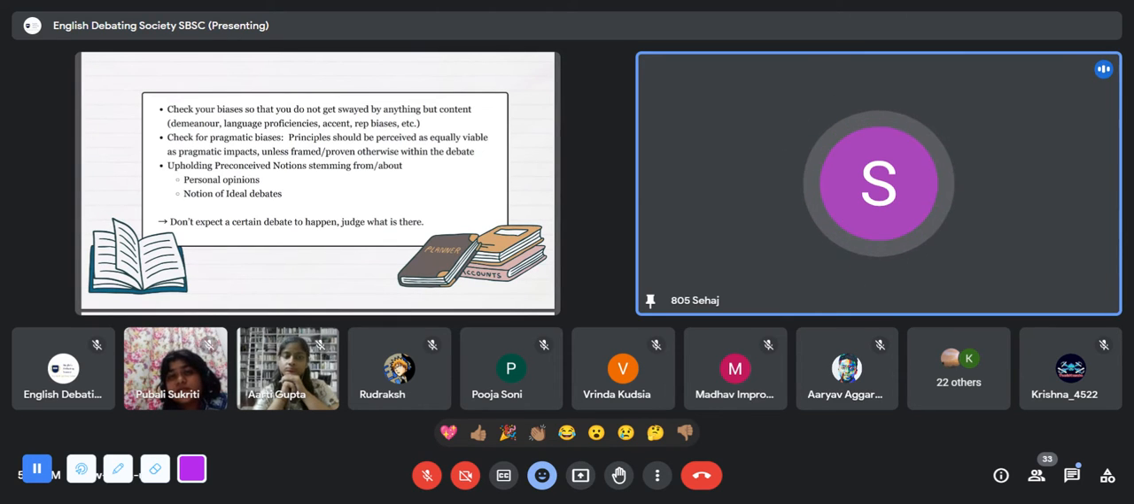Second is check for pragmatic biases. And this is something which is very, very common to happen. There are principled argumentations which exist in certain debates. I think we'll go in depth on what principles look like in some other session as well. But a lot of times, let's say there's an argument from opposition saying that here are three clear impacts. If you do this, X thing will happen, Y thing will happen, Z thing will happen. They give analysis to that, and they have a lot of things to say within that.